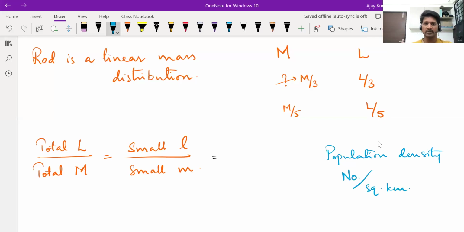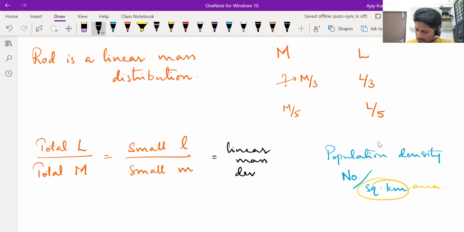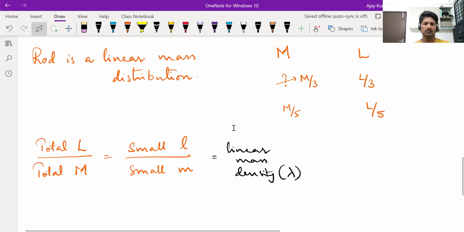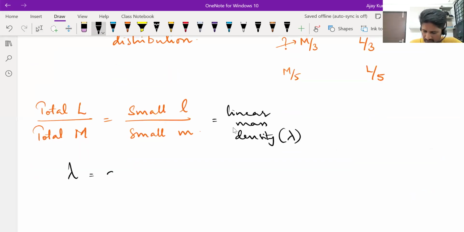Okay, so you can see that density can be expressed in different ways. Per square kilometer is an area, right? Like that, mass also can be spread over a volume. It can be spread over an area. It can be spread over a length. Like in case of a rod, the mass is said to be spread over a length. So here we define something called linear mass density, denoted by the symbol lambda. So whenever mass is spread over a length, we can make use of this quantity called linear mass density. Lambda is nothing but mass per unit length. dm by dx you can write. Total mass by total length you can write. Or small mass by small length also you can write. That is what we mean by linear mass density.